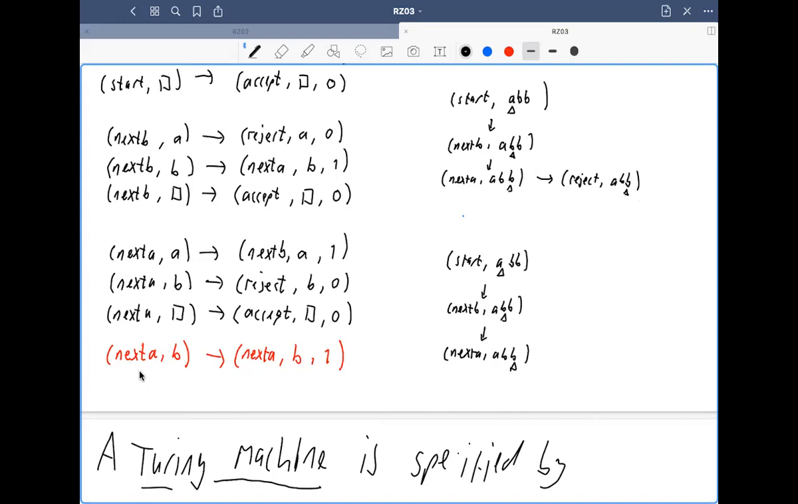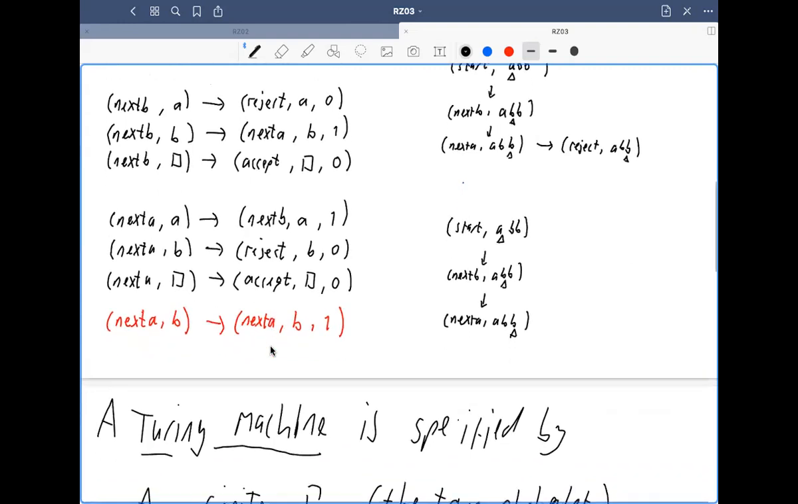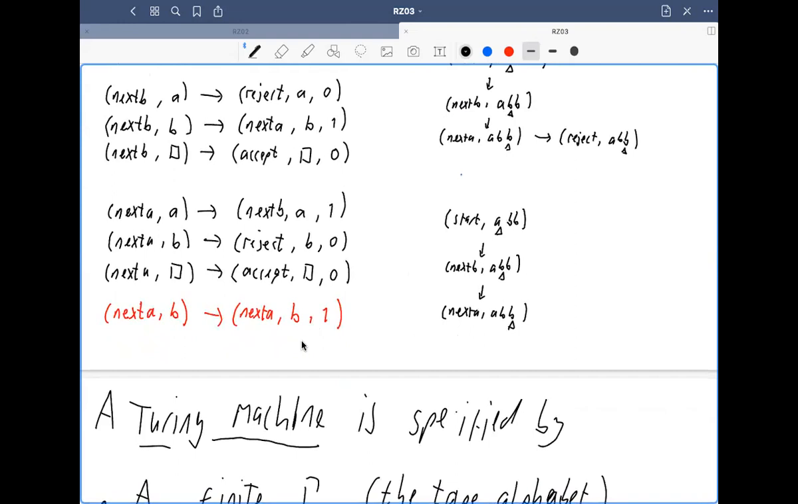Alternatively, if we've got next A and we're looking at a B, it can also stay in next A, keep the B on the tape, so we have A, B, B, and move the head to the right. So on the right, we've got a blank, and we move the head to the right.